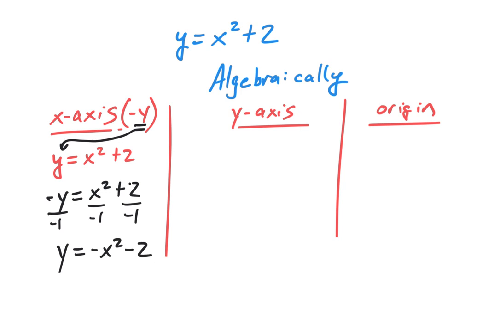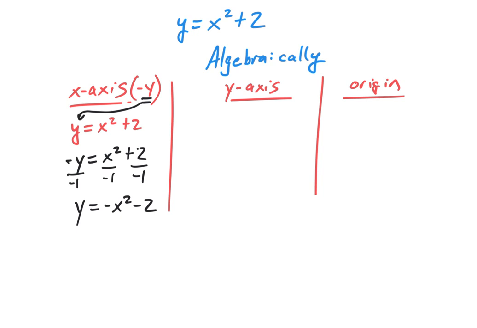And then the question that we're going to ask ourselves is this: is this the same as the original? Is this equation and this equation the same? No, right? Because now we have negatives in here instead of positives. And so if it's not the same, then it is not symmetrical to the x-axis. So we just write a simple no. We're trying to figure out what type of symmetry do we have going on here.